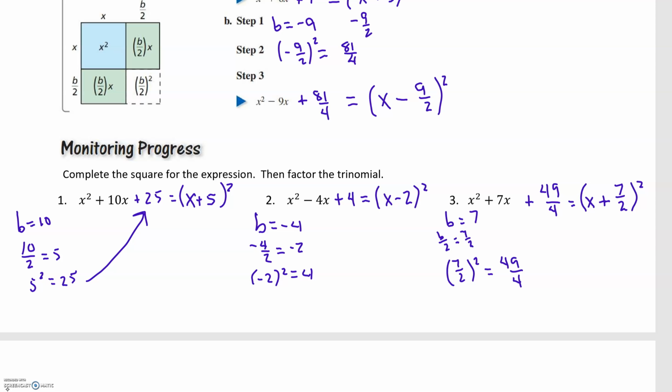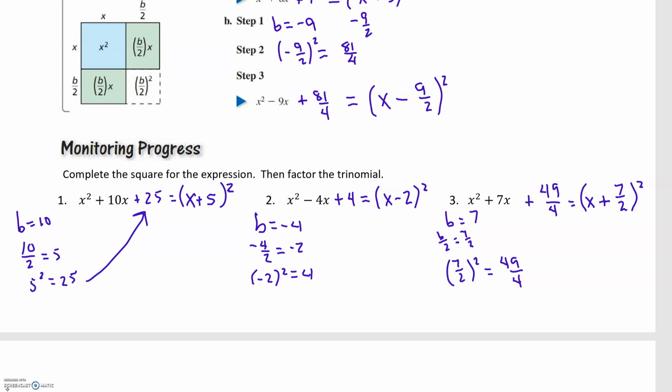In number 1, b is 10. Take the b, divide it by 2, cut it in half, so you get 5. 5 squared is 25, so you add a 25. Then when you factor it, you have a binomial squared. And that 5 right there is half of my positive 10. So that plus 5 is half of my positive 10. Number 2, b is negative 4. See them right there? It's the coefficient of x. We take the negative 4, cut it in half, we get negative 2. Negative 2 squared is 4. So we take x squared minus 4x plus 4. It then will factor as x minus 2. Half of that negative 4 is negative 2.